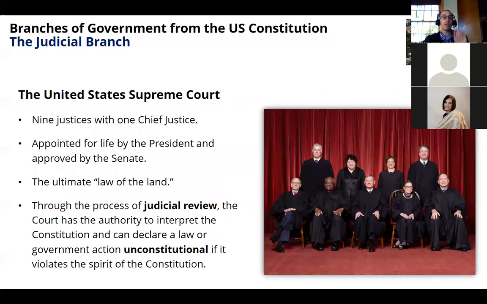What is going on right now with the Supreme Court? Let's talk current events. What's going on right now with the Supreme Court?